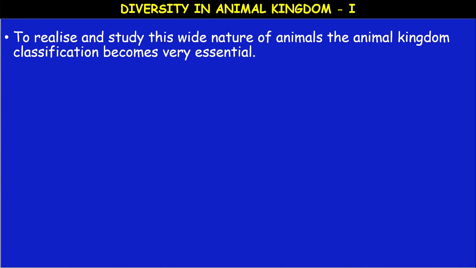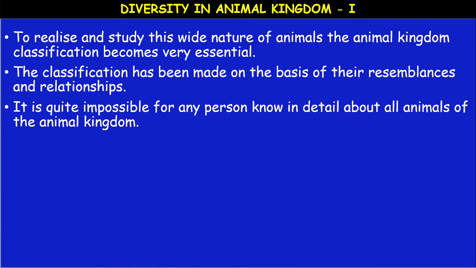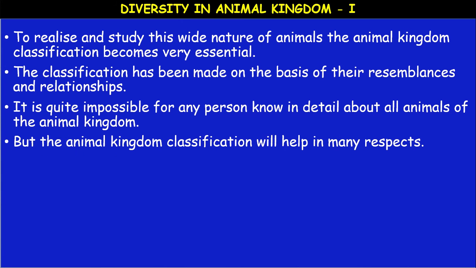To realize the study of this wide nature of animals, the animal kingdom classification becomes very essential. In the beginning itself I told you, for the systematic study, for understanding, a classification system is essential. It is very essential. The classification has been made on the basis of their resemblances, means similarities, and relationships. It is quite impossible for any person to know in detail about all animals of the animal kingdom. Okay, one's lifespan is not sufficient to study the entire animal kingdom. Okay, but the animal kingdom classification will help in many respects.